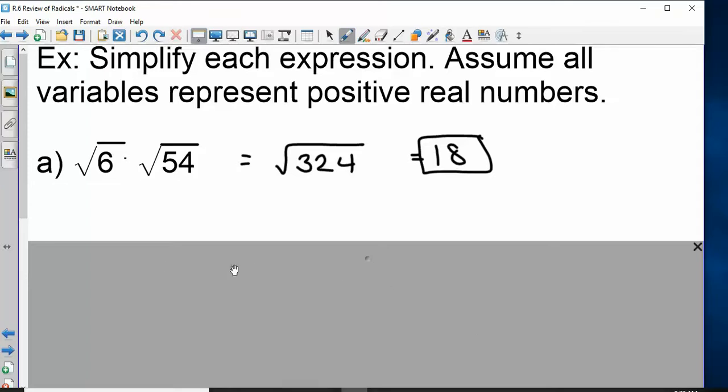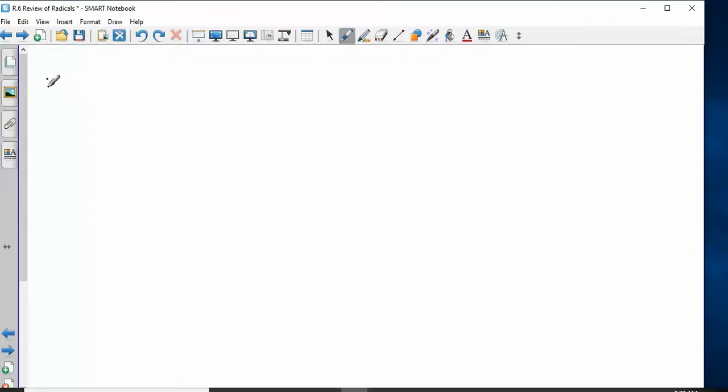Let's do, I think I'm going to change some of my examples here. I want to do the fourth root of a over b to the fourth.